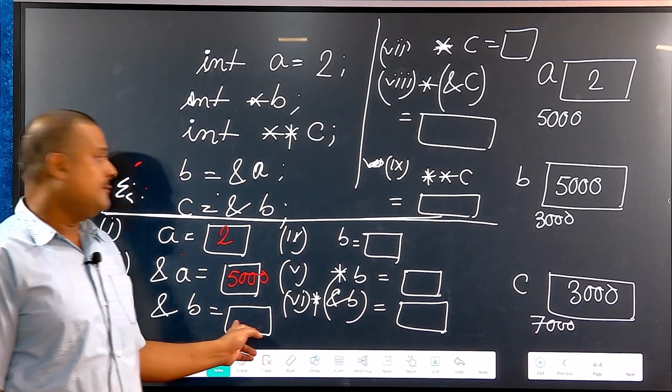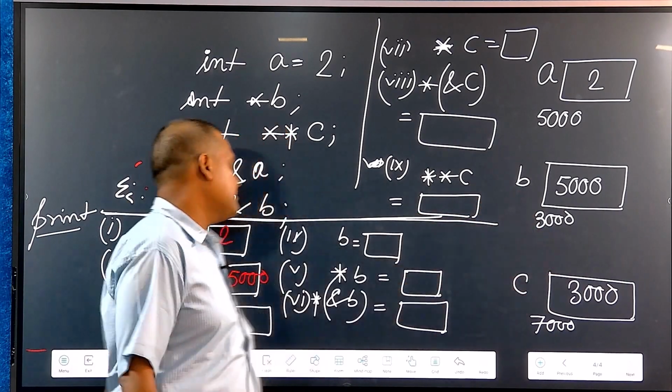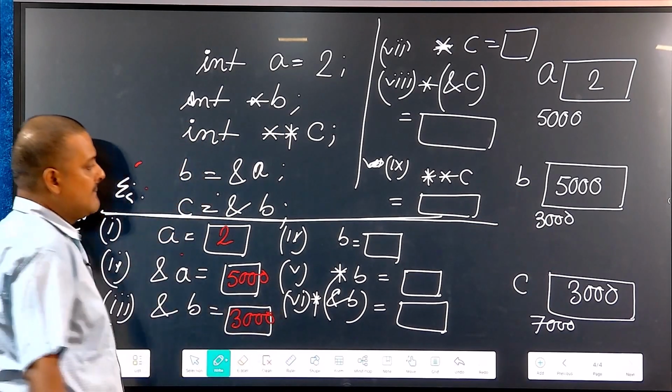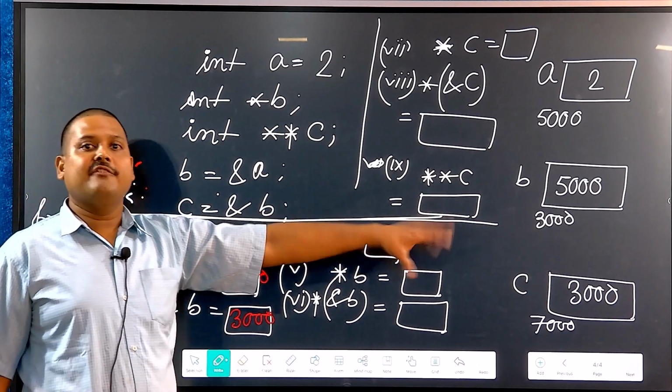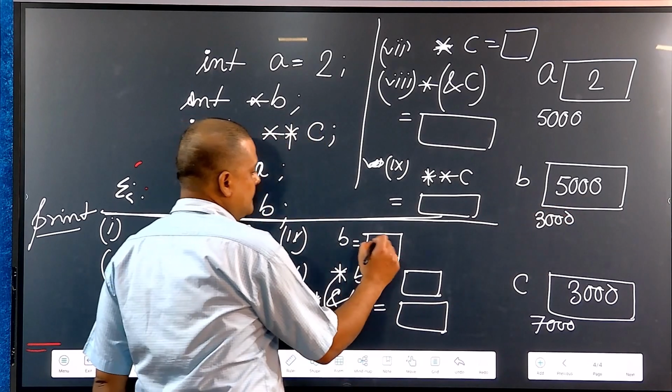Address of B, what is the address of B? B is here, B is 3, address of B is 3000. Only B, what is only B? Value at location, so that is 5000.